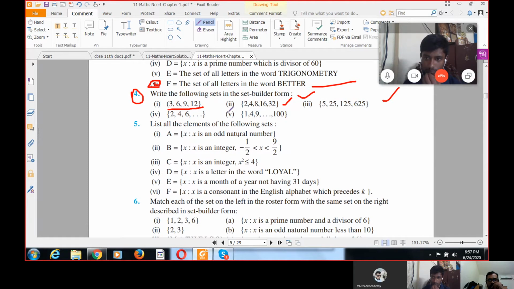Sharon, do the problem. This one. Write the following sets in the set builder form: 1 comma 4 comma 9 comma dash dash up to 100. Do this problem. Okay, sir. Okay, make it fast.